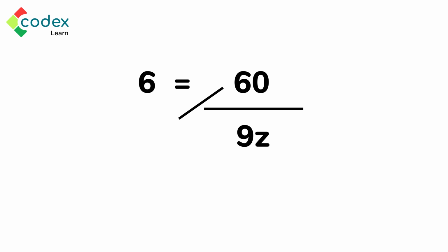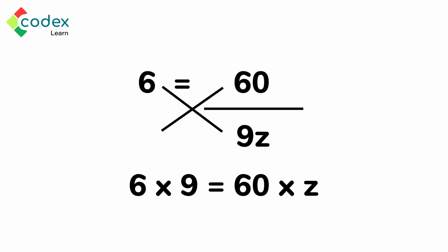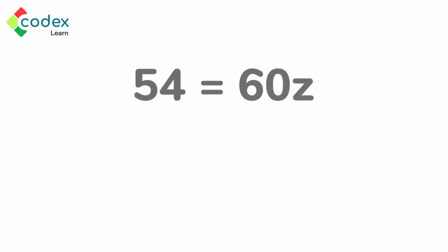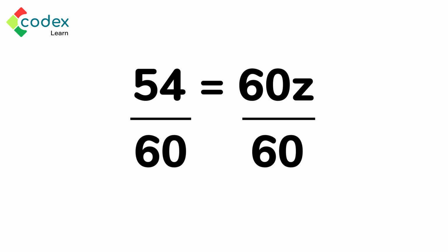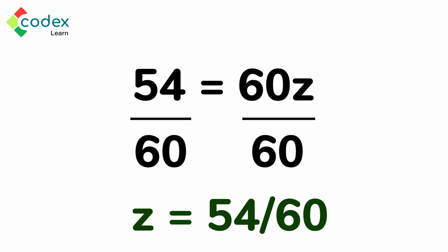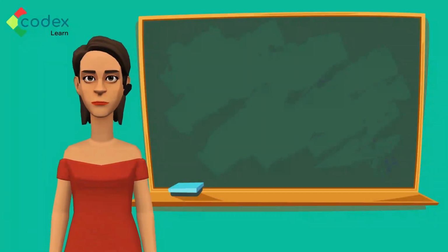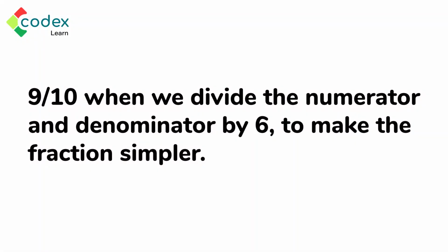When cross multiplication is done at this point, 9 crosses over and is multiplied by 6 and 60 is multiplied by z. This gives 54 equals 60z. To find z, we'll divide both sides by 60. This gives us z equals 54 over 60, which is also the same as 9 over 10 when we divide the numerator and denominator by 6 to make the fraction simpler.